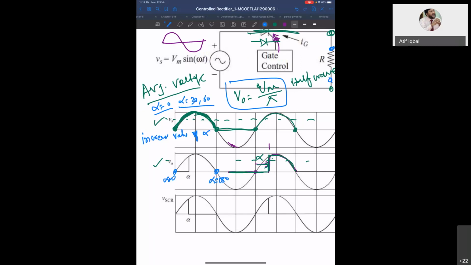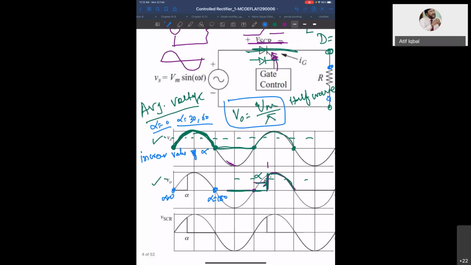Now, how do you generate this firing pulse? The gate pulse that you generate should be synchronized with this signal, because you have to exactly calculate at what point alpha is equal to 0, and at what point alpha is equal to 30 degrees. That should be the same as your source voltage. So in the gate control, you have to synchronize your gate signal with the AC source, so that you measure exactly where alpha is equal to 30 degrees, or 20 degrees, or 15 degrees.